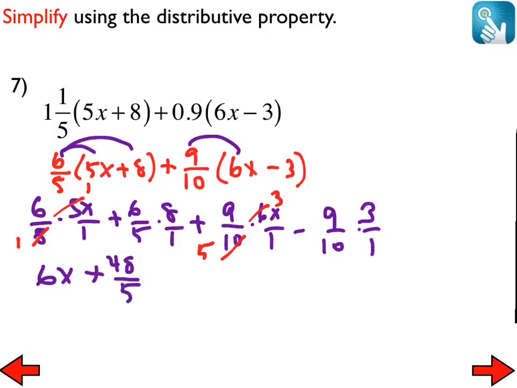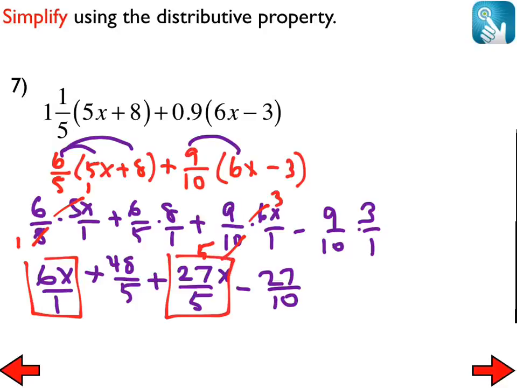48 over 5, good, plus, go ahead, x, very nice. We can go ahead and put this 6x over 1 here. We want to combine like terms, but do we have common denominators? Nope, so we need to make that happen. We have a LCD of what for that first set? We want it to be over 5, so we need to multiply this one by 5 over 5.